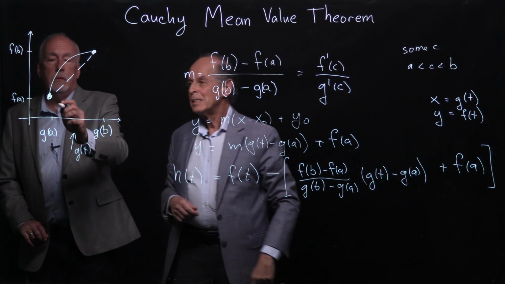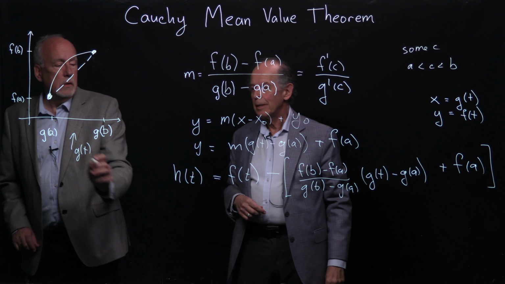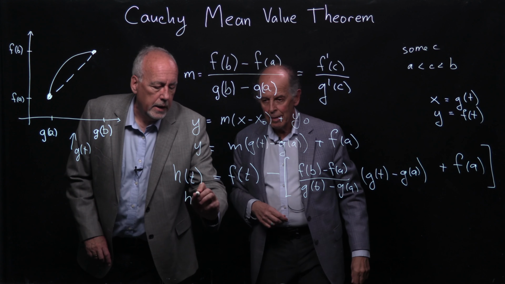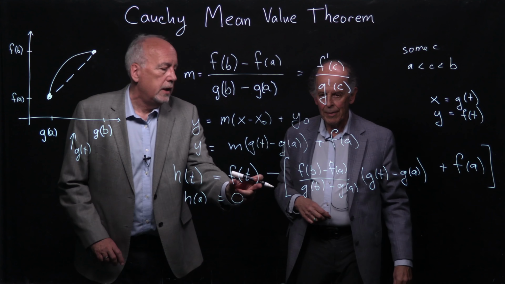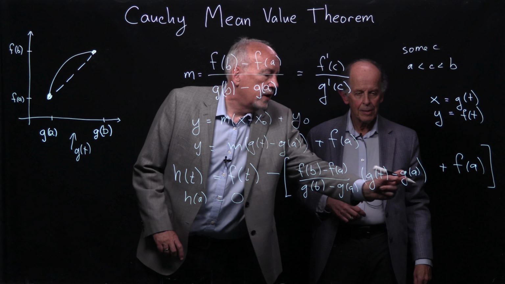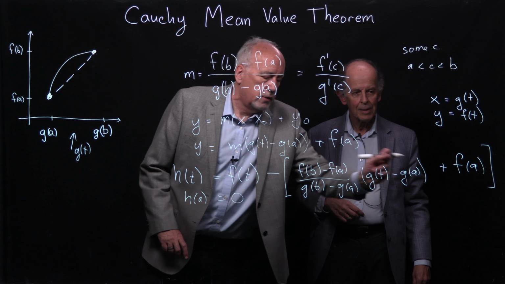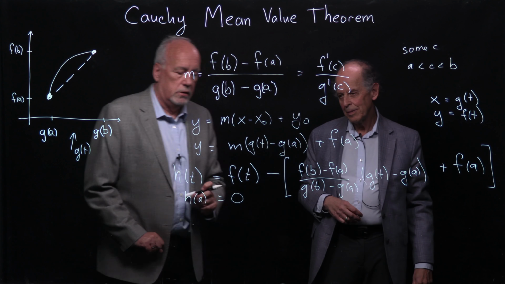That's right. So here we have at this point, h at a is equal to 0. And why is that? Because here you get an f of a. This gives me g of a minus g of a is 0, so that doesn't matter. So I get f of a minus f of a, which is 0.